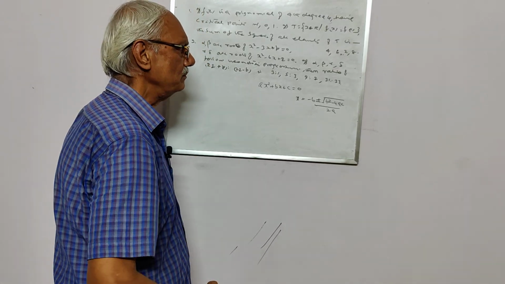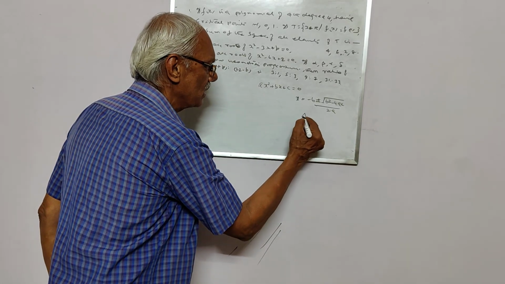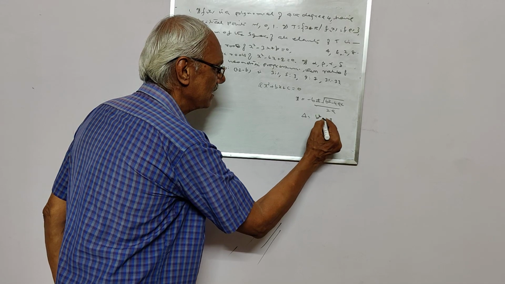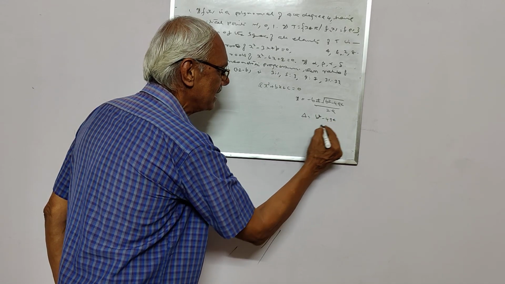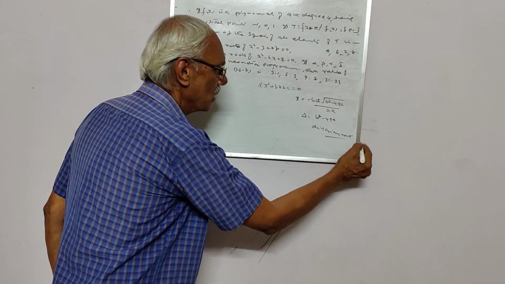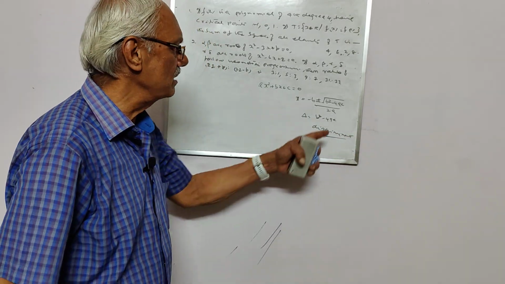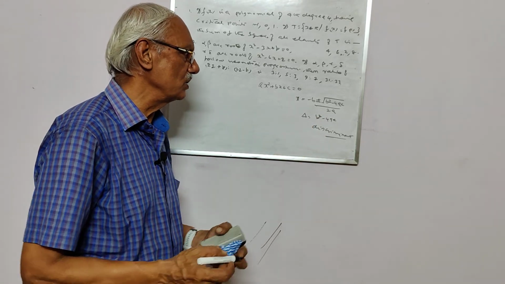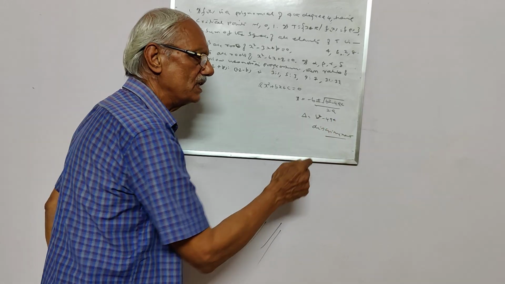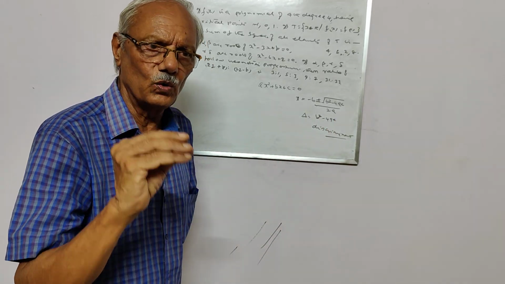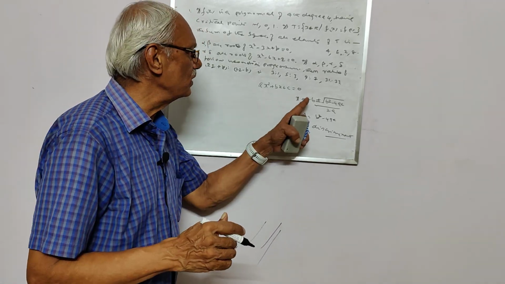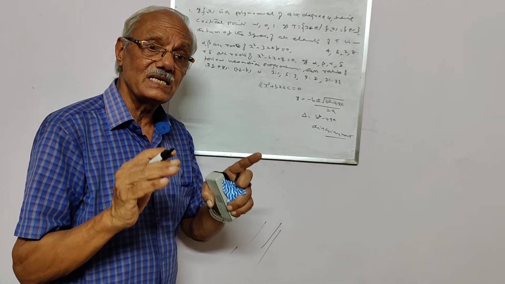Now, we particularly call this b squared minus 4ac the discriminant, because it is going to discriminate the roots of the equation. Here you see the roots of the equation depend on b squared minus 4ac. If it is equal to 0, then the roots of the equation are equal.